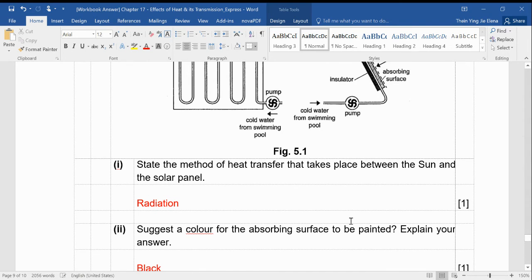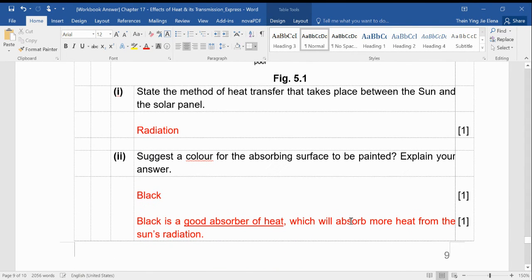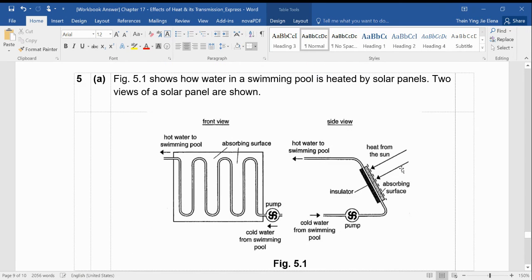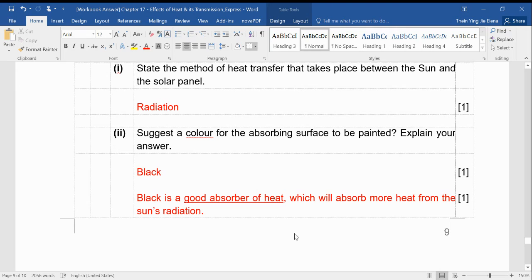Suggest a color. So we want a color that is able to absorb heat well. Where's the absorbing surface? There. You see most solar panels are always dark colored, right? So it's better able to absorb the heat from the sun. Please check your answers.